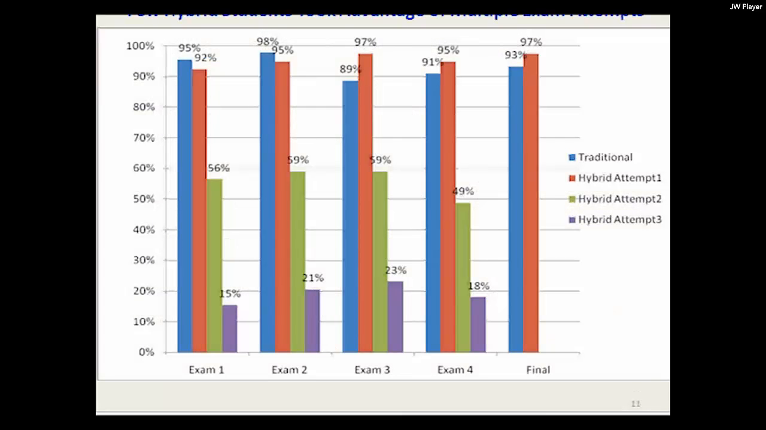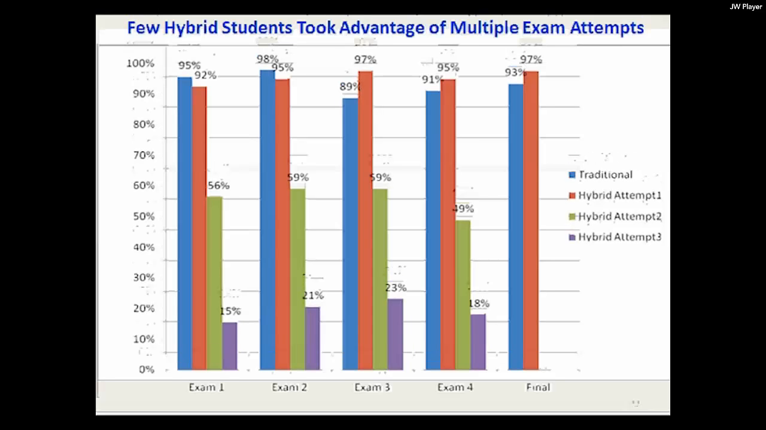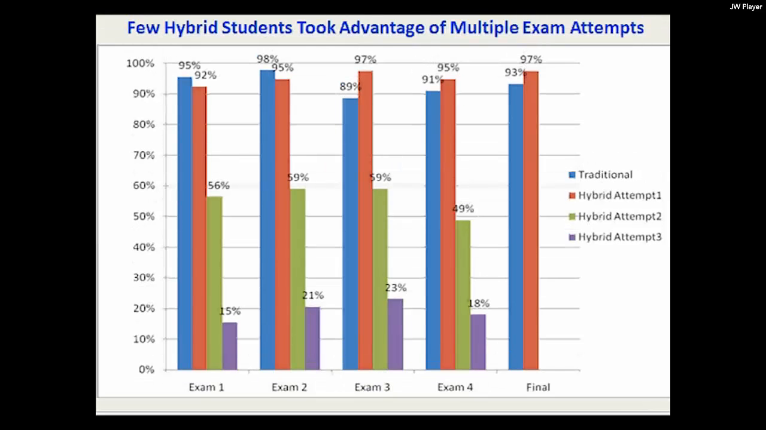So here you can see, for example, the blue one on the left side is a traditional format, and you can see about exam 1, 95% of the students did the test, exam 2, 98%, and you can read through that, 89% for exam 3, 91%, 93% for exam 4 and the final.